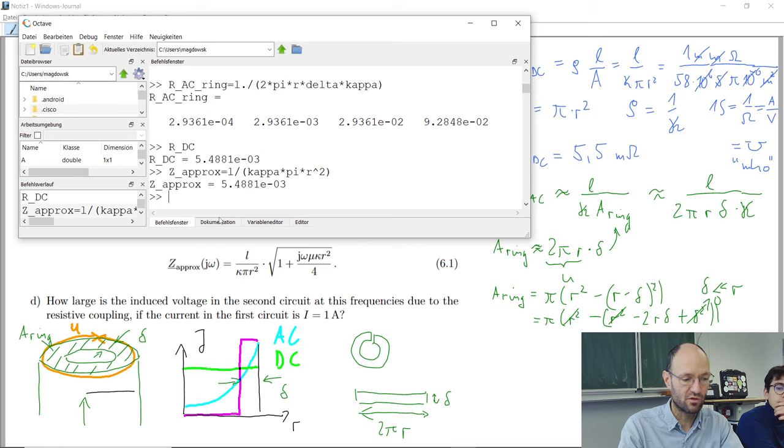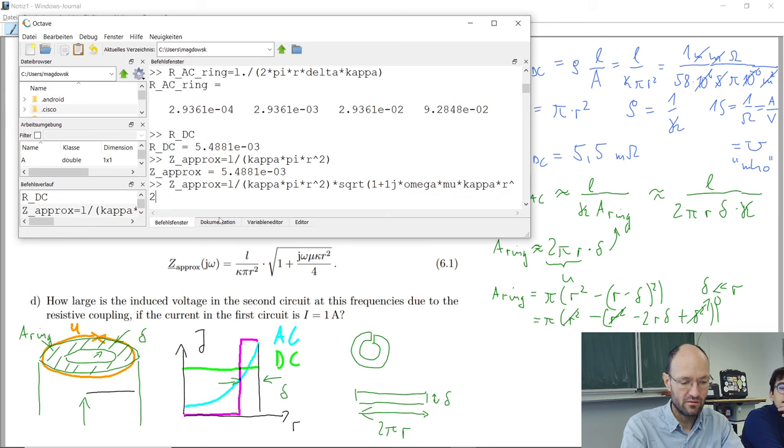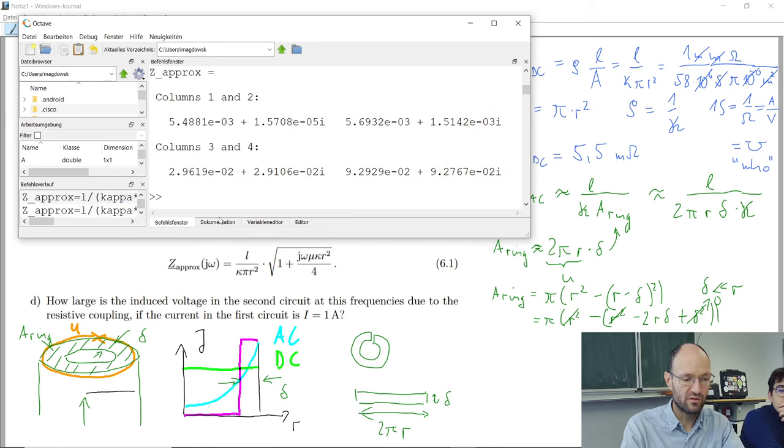So kappa and pi R squared is once again the DC resistance. If I shortly check this, okay, there we see we get the DC resistance, but now this is multiplied with the square root of 1 plus j times omega times mu times kappa times R squared, and this divided by 4. The square root should close, and I can calculate this. This should work. So I get 4 complex values.